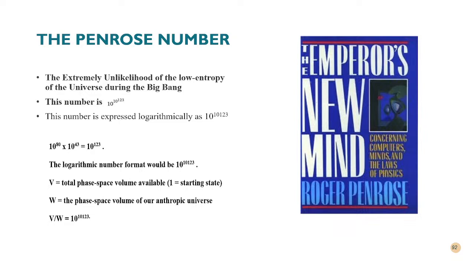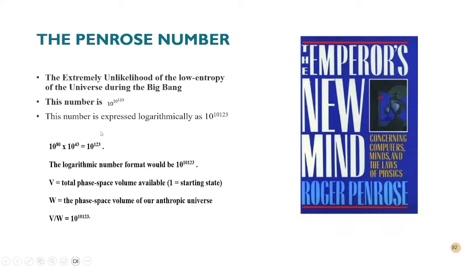The Penrose number is taken from The Emperor's New Mind, by Roger Penrose. And just to simplify it, it means the extreme unlikelihood of the low entropy of the universe during the Big Bang. This number is 10 to the power of 10 to the power of 123, or expressed logarithmically as 10 to the 10^123.